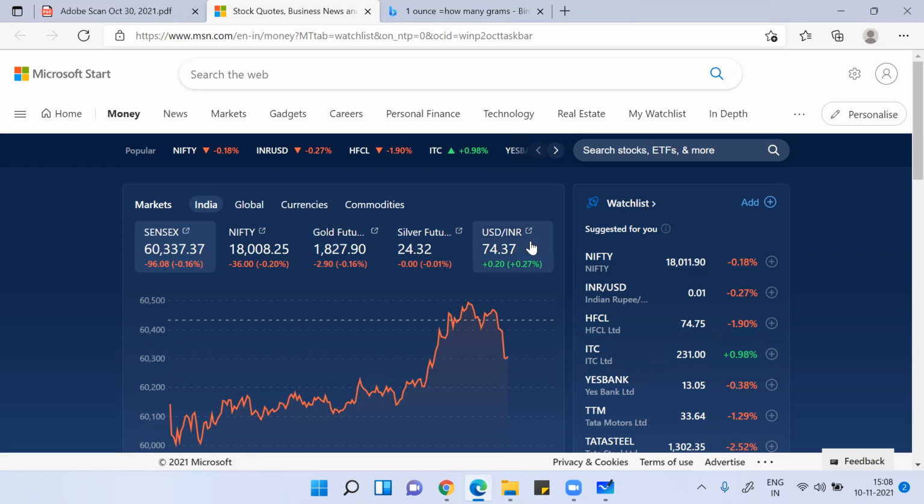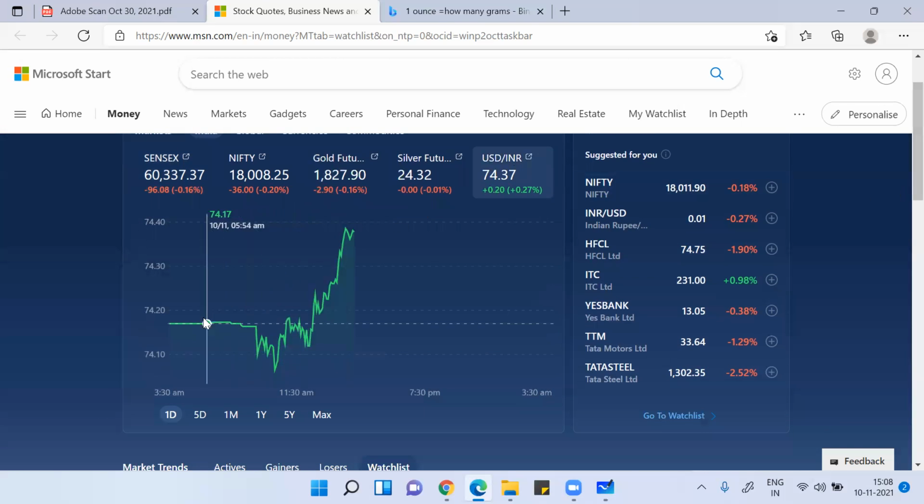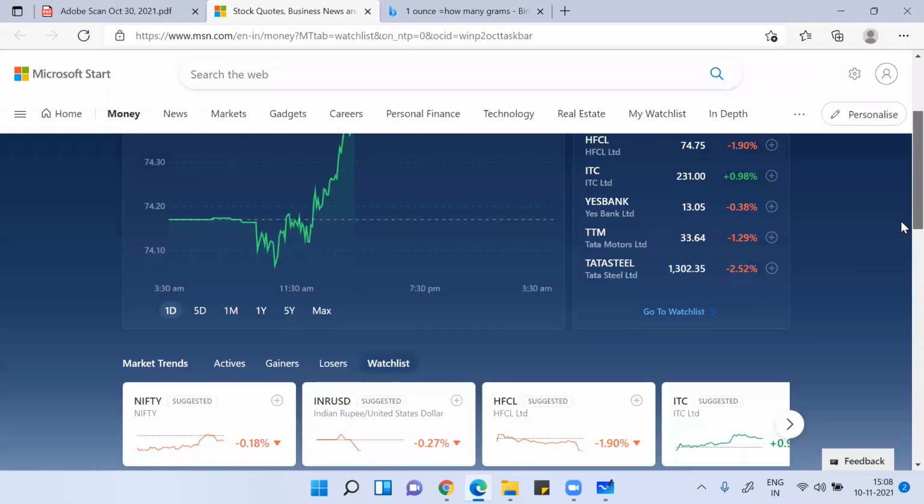Then silver future, then USD INR. Right now USD INR is 74.37. You can see the movement of currency today. It went very deep, to around 74.07, so the rupee appreciated to 74.07, and now it again depreciated. It became around 74.37.